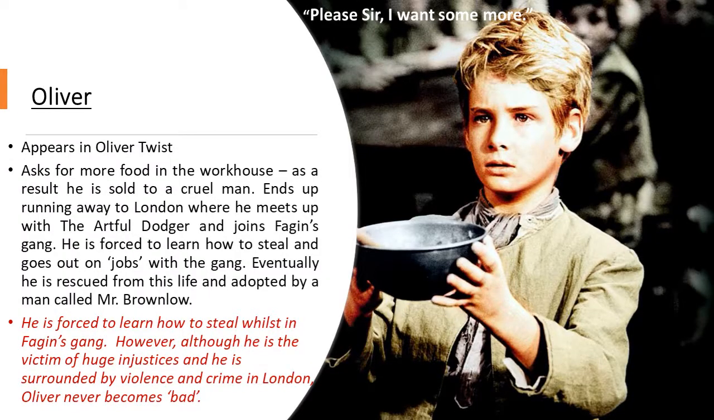Next we have Oliver, who of course appears in Oliver Twist. He asks for more food in the workhouse, and as a result is sold to a cruel man. He ends up running away to London, where he meets up with the Artful Dodger and joins Fagin's gang. He is forced to learn how to steal and goes out on jobs with the gang. Eventually, he is rescued from this life and adopted by a man called Mr. Brownlow.